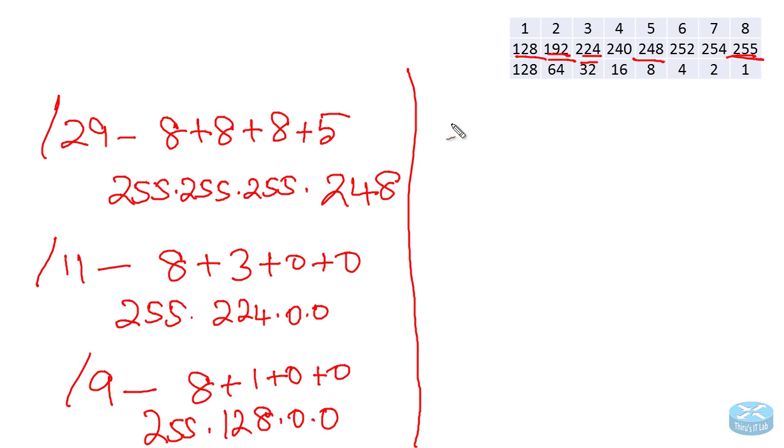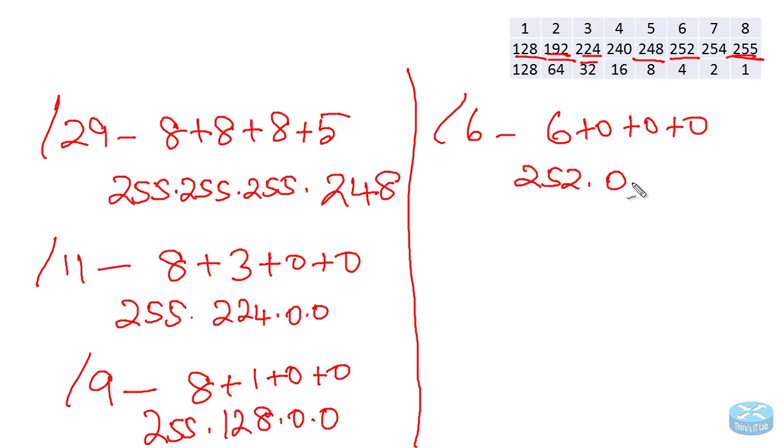Let's do a couple more. Let's say /6. How can we write 6? You can write only 6, plus 0 plus 0 plus 0. So what's the value for the 6? 252. That means 252.0.0.0.